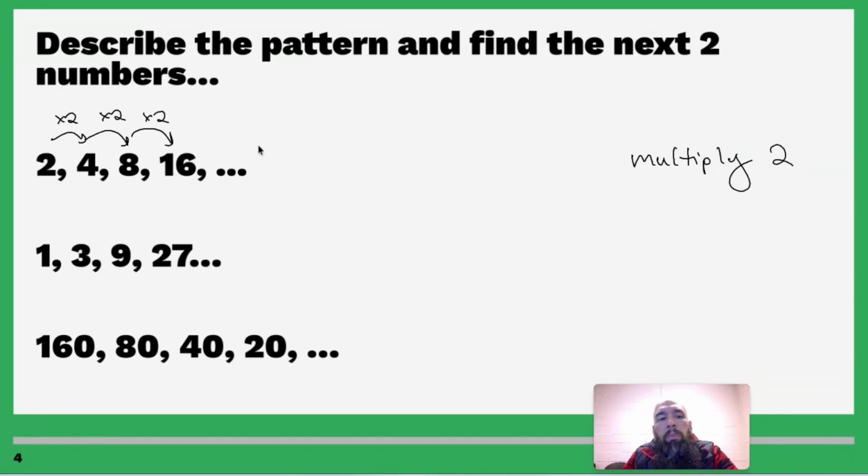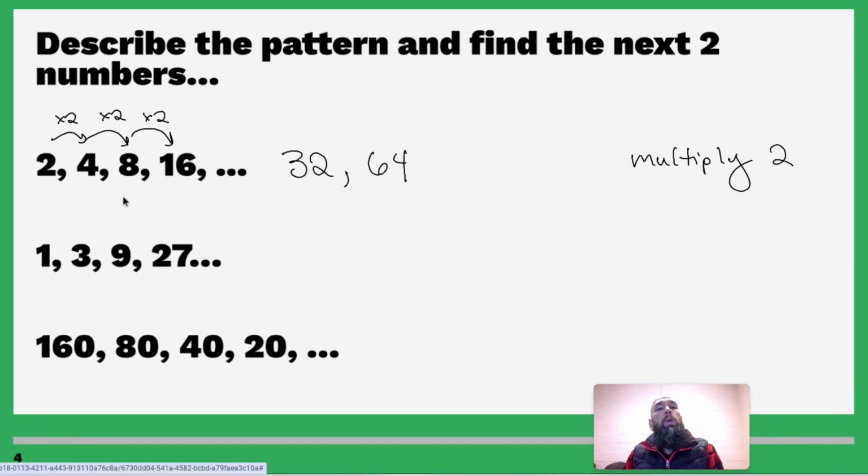So 16 times 2, I'm just finding the next two numbers. 16 times 2 is 32, and 32 times 2 is 64. So again, when we looked at this at first and we tried to add the same number, that didn't work. So if adding the same number doesn't work, do multiplication when the numbers are going up.